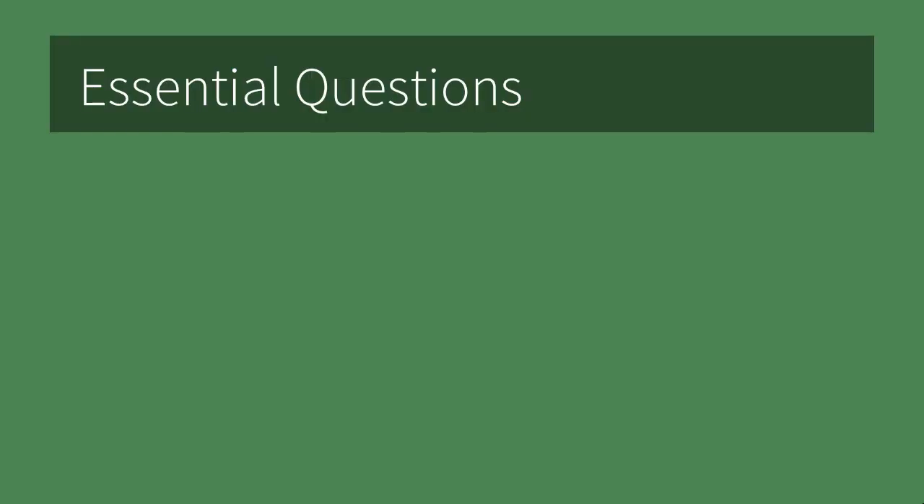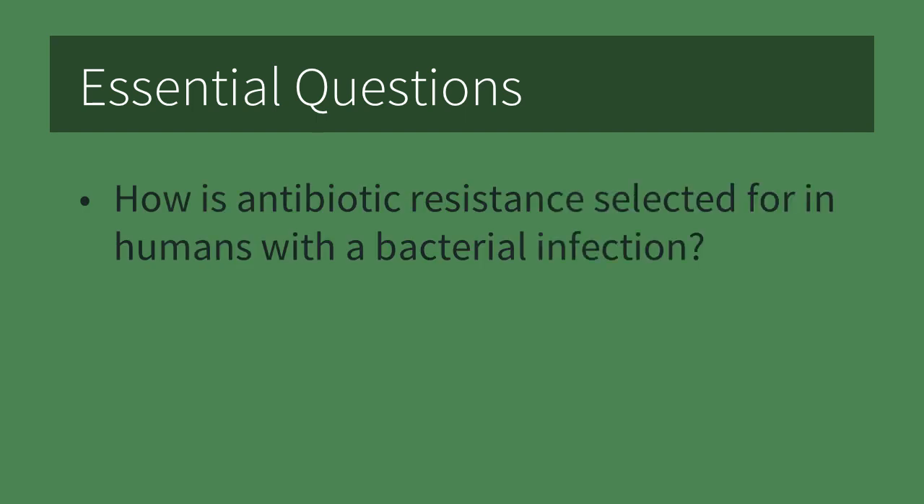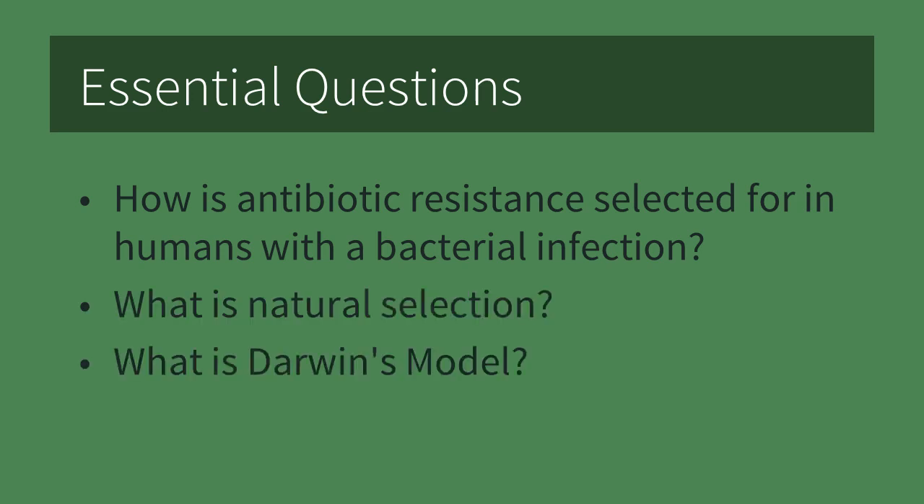The essential questions we wish to answer are: how is antibiotic resistance selected for in humans with a bacterial infection? What is natural selection? And what is Darwin's model? The module will explore how TB bacteria can survive and increase in some patients. This is the power of Darwin's theory. It can be used to explain the evolution of organisms that Darwin did not even know about, like bacteria.